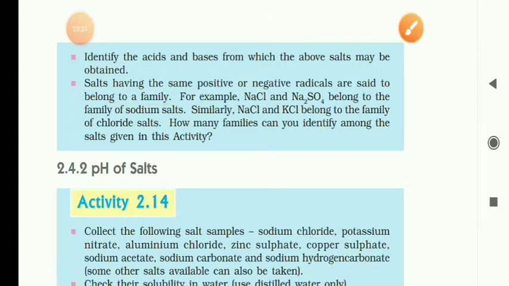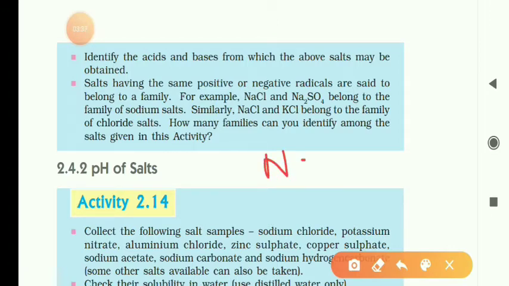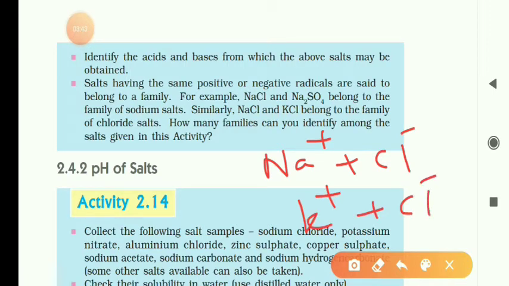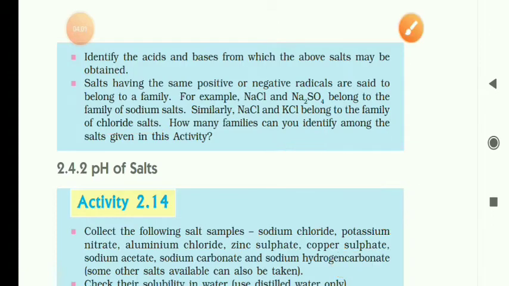Now, similarly, NaCl and KCl. NaCl, Na plus Cl and KCl, K plus Cl. See now, the negative ion is same. So, these belong to the family of chloride salts. So, like this way, how many families can you identify among the given salts? Now, we move on to pH of salts.